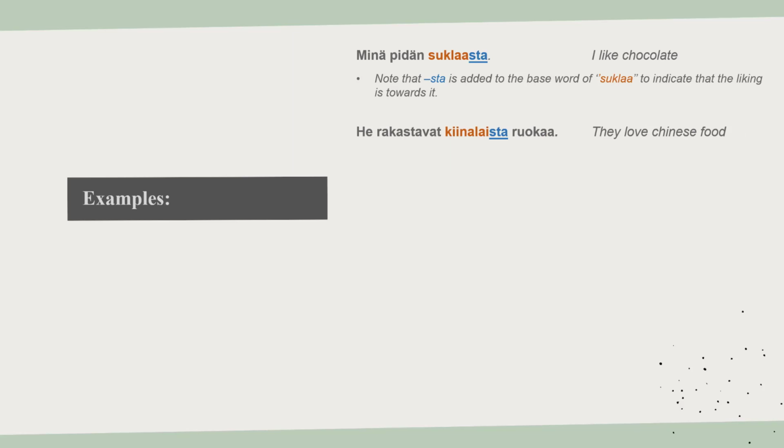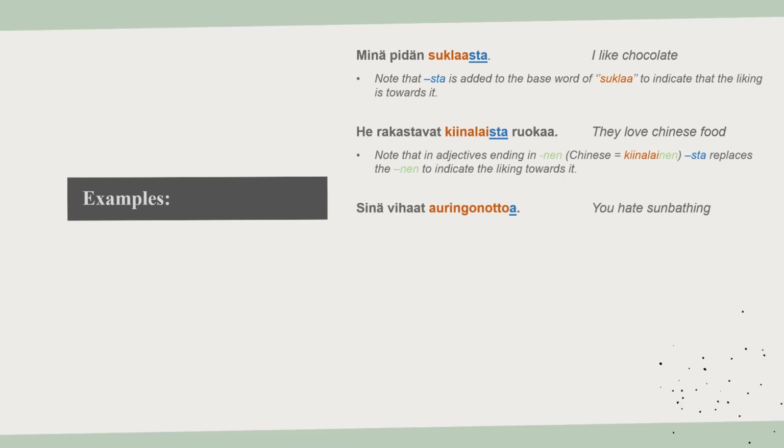He rakastavat kiinalaista ruokaa. They love Chinese food. Note that in adjectives ending in nen, sta replaces the nen to indicate the liking towards it.